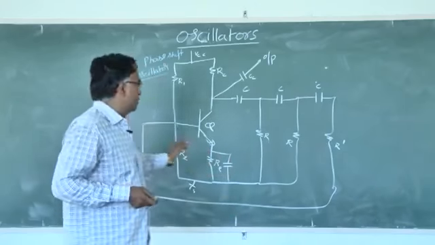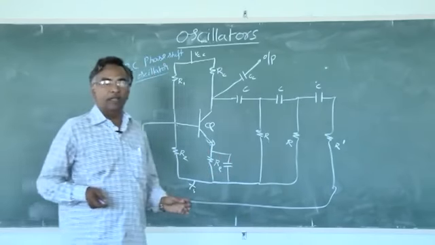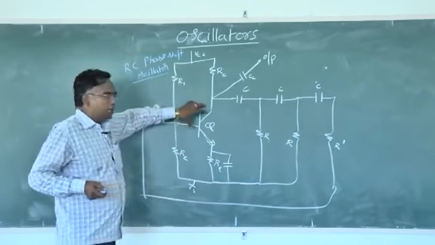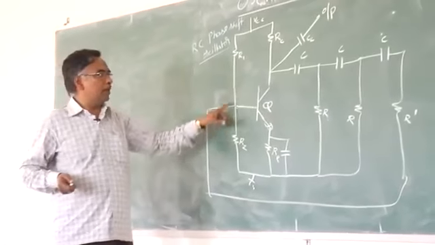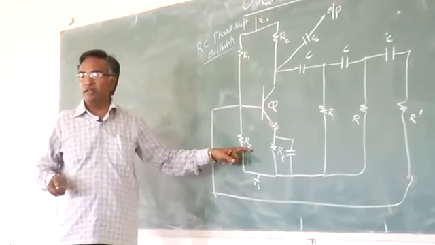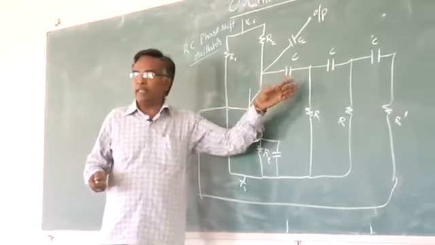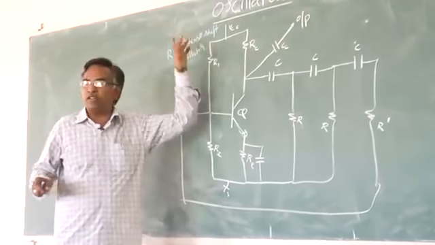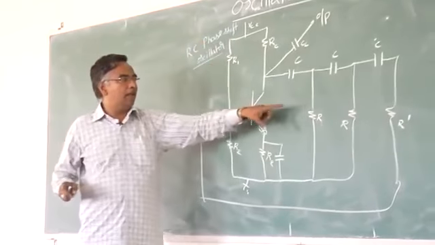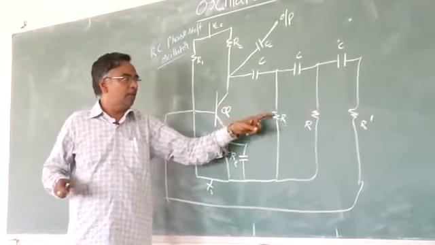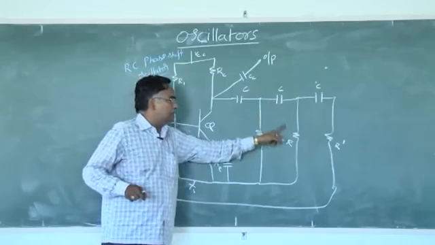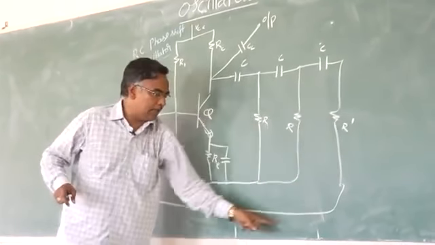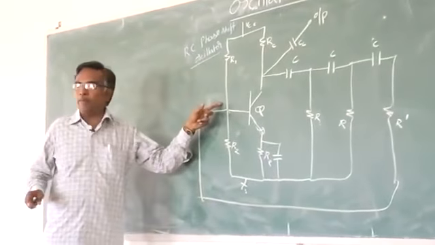Coming to the RC phase shift oscillator, it is a low frequency oscillator. In this oscillator, there is one amplifier, a self biased amplifier circuit, and there are feedback elements. Here the resistors and capacitors are the feedback elements, and due to this reason it is called an RC phase shift oscillator. It has three RC sections: this is one RC section, this is one more RC section, and this is one more RC section. The output of this is directly connected to the input of the amplifier.